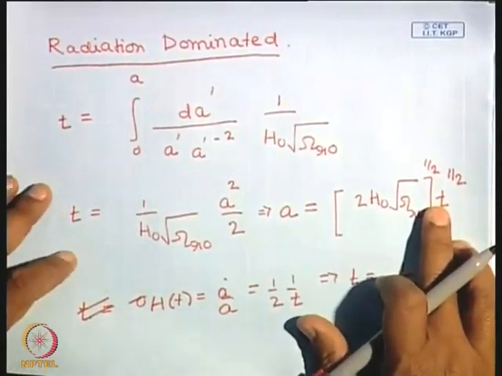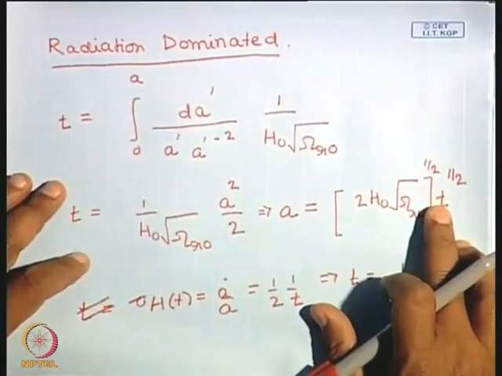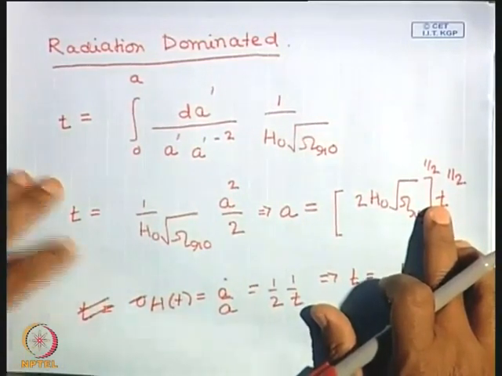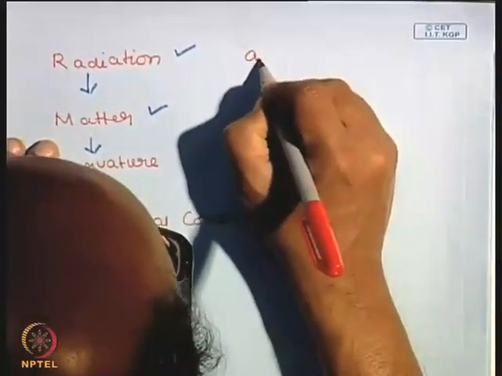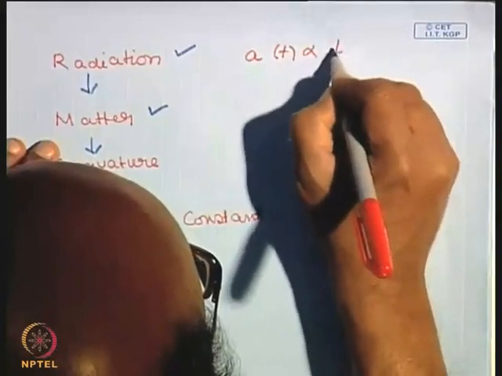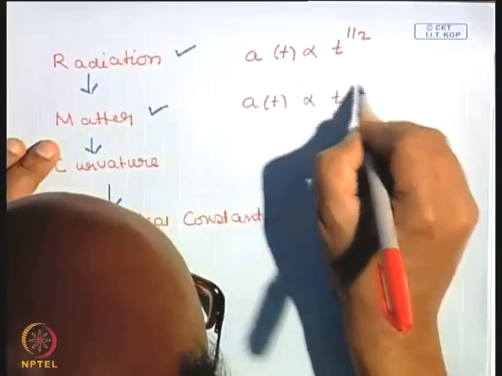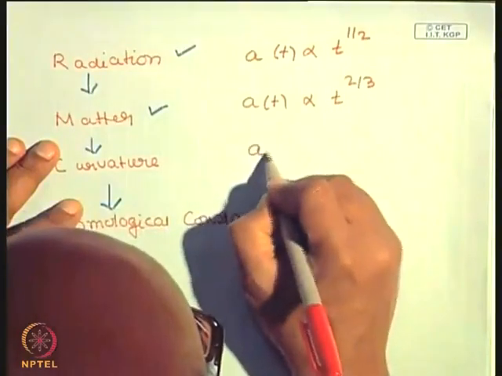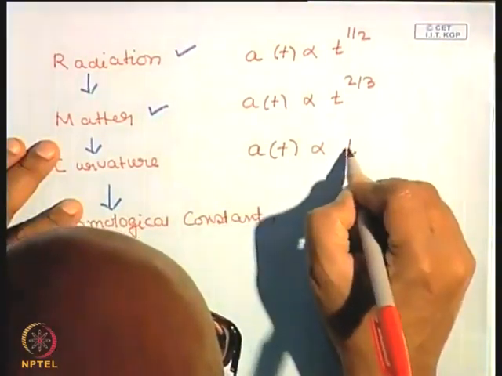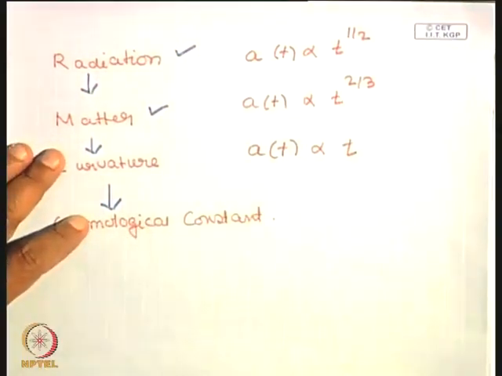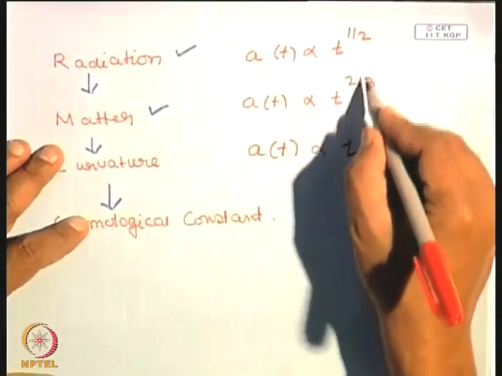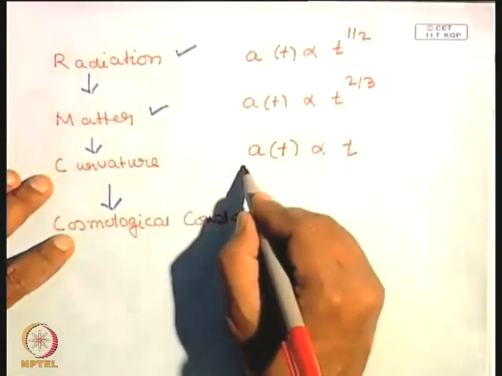For a curvature dominated universe there is no gravity, so it is just proportional to t. So we have already worked out what the expansion factor is for several of these models. So a(t) is proportional to t to the power half, a(t) proportional to t to the power 2/3, a(t) proportional to t in all of these models. Gravity causes the universe to slow down, the expansion to slow down. In this model there is no gravity.